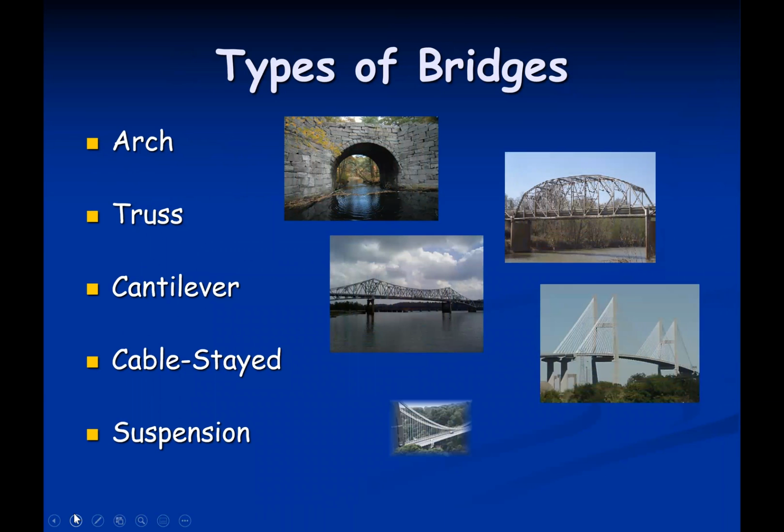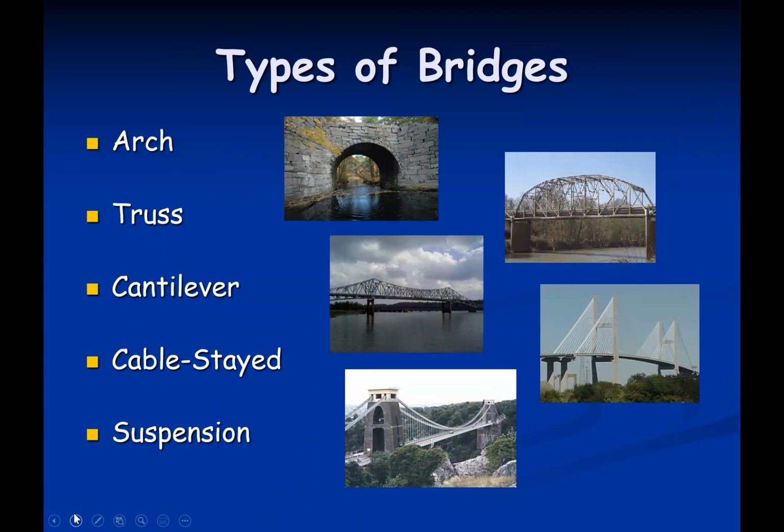So in history, civil engineers have come up with 5 different types we could categorize all bridges into. We have arch bridges, truss bridges, cantilever bridges, cable stayed, and suspension bridges. We're focusing, most of you are using the idea of a truss bridge in this design, in this challenge.